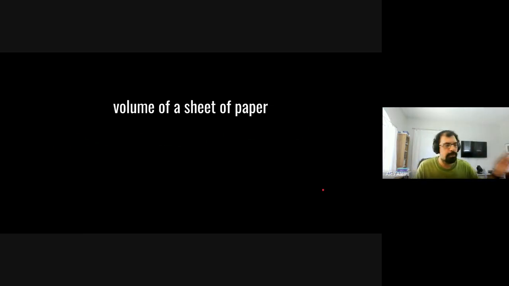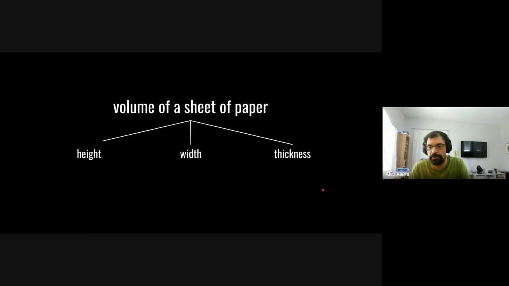But that's a problem I don't know how to solve. I can split it up into smaller problems, and then I might be able to solve them. In particular, one thing I do know is whatever the volume of the sheet of paper is, it's going to be its height times its width times its thickness. I've taken that problem I don't know and turned it into 3 questions. The benefit is that I know the answer to 2 of these, right?